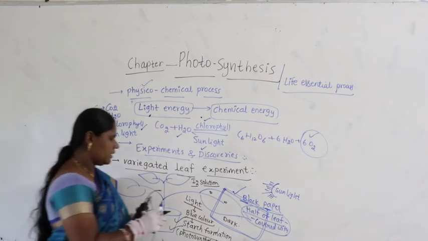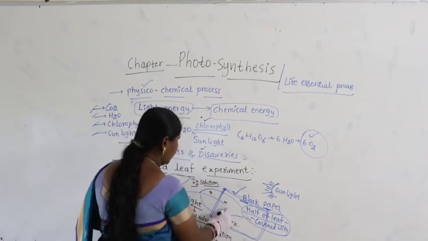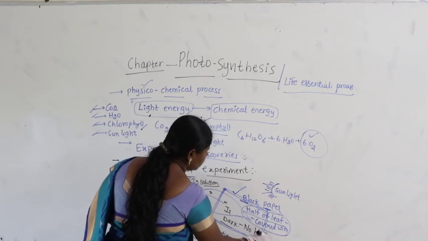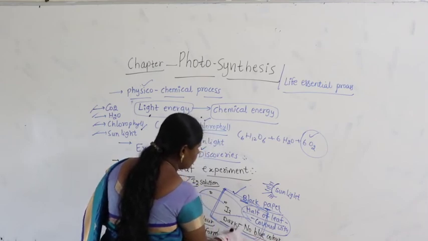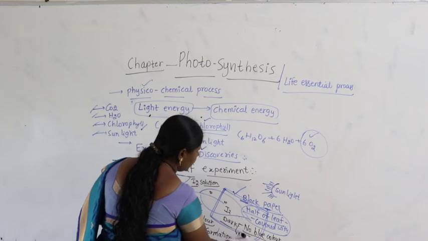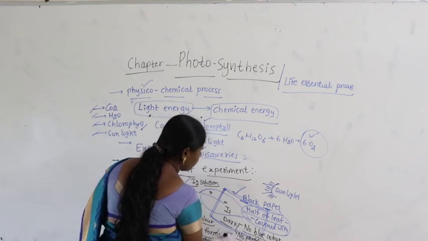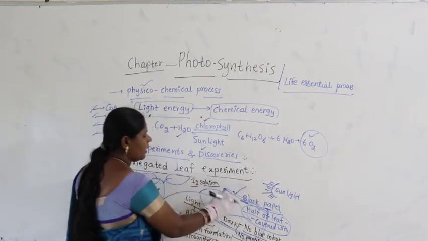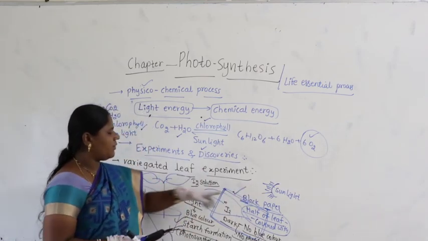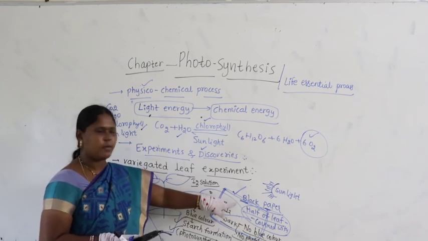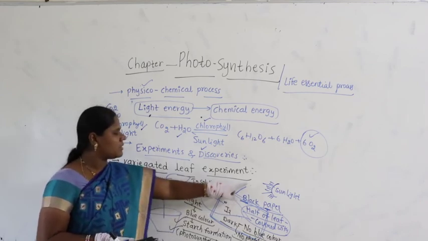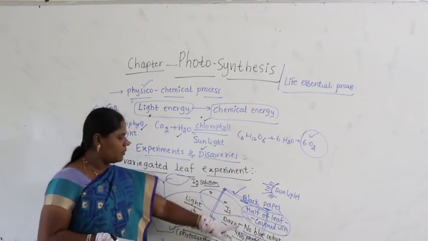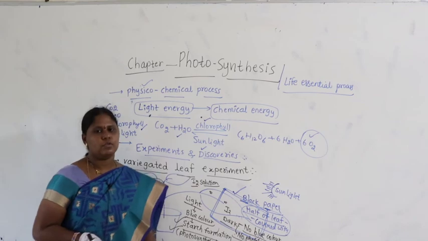And the leaf which is covered with black paper, when tested with iodine, shows no blue color, meaning no starch formation, meaning no photosynthesis. Why? Because sunlight is not available, as it is covered with black paper. So in the dark, when iodine droplets are kept, no blue color, which means no photosynthesis.